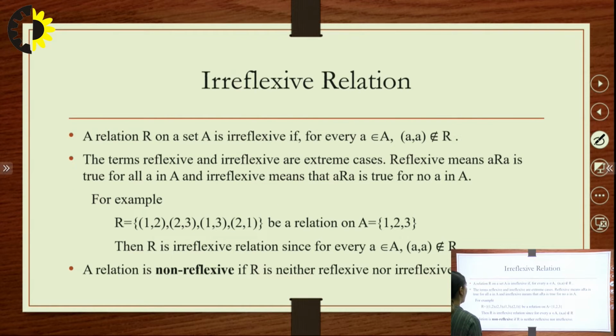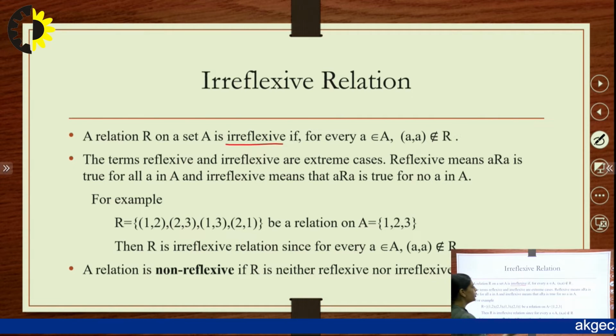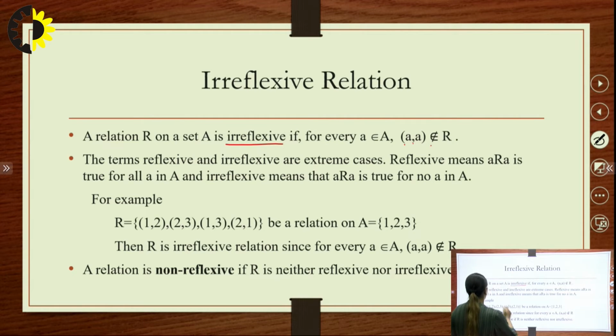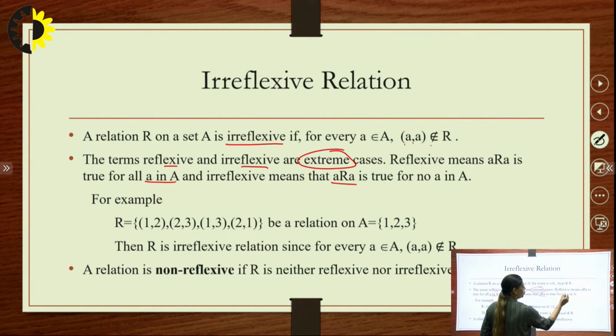A relation R on set A is irreflexive if for every a belonging to set A, the pair (a, a) does not exist in R. Now, the terms reflexive and irreflexive are the extreme cases. Reflexive means a related to a is true for all a in A, and irreflexive means that a related to a is true for no a in A.